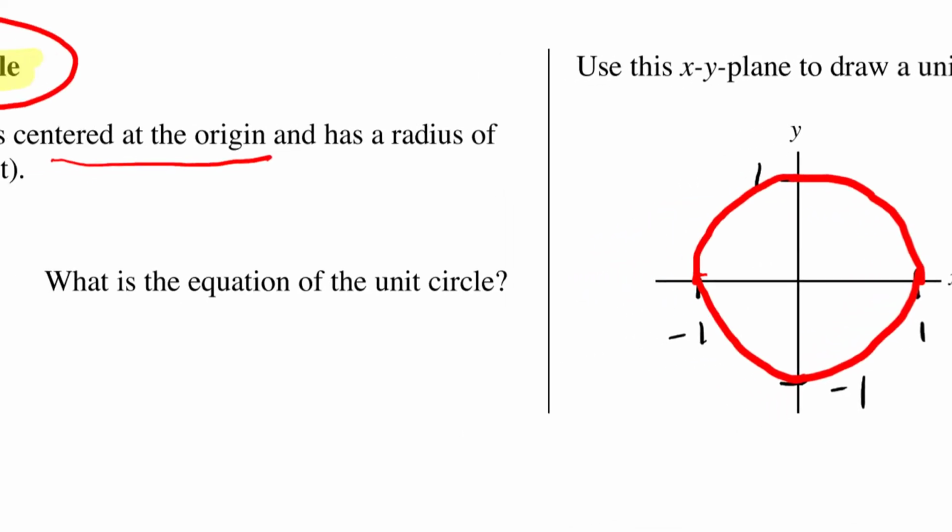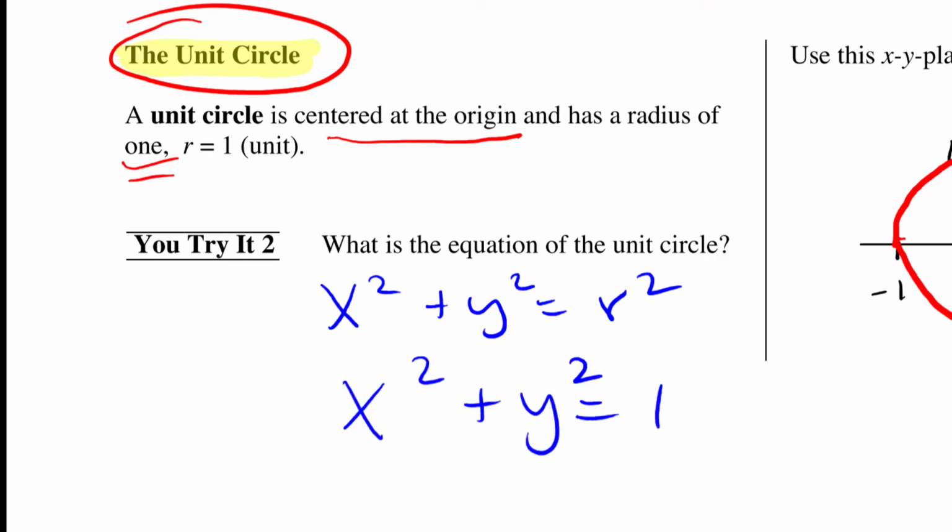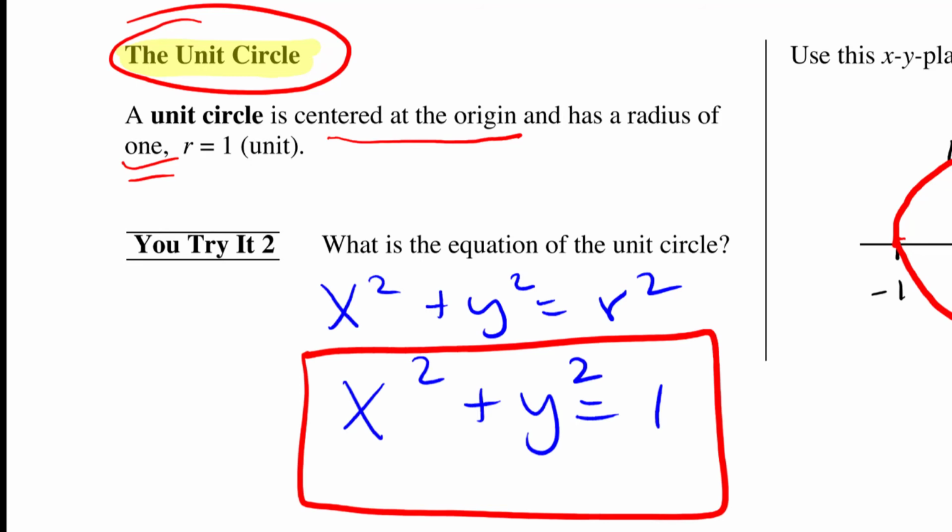So what is the equation of the unit circle? Well, remember, we have x squared plus y squared equals r squared. And in this case, r is equal to 1. So the unit circle equation is x squared plus y squared equals 1. Congratulations to us.